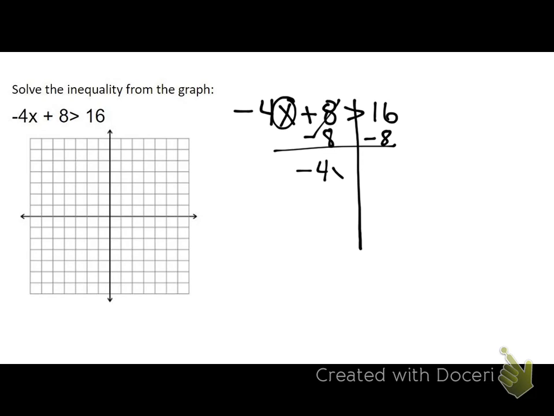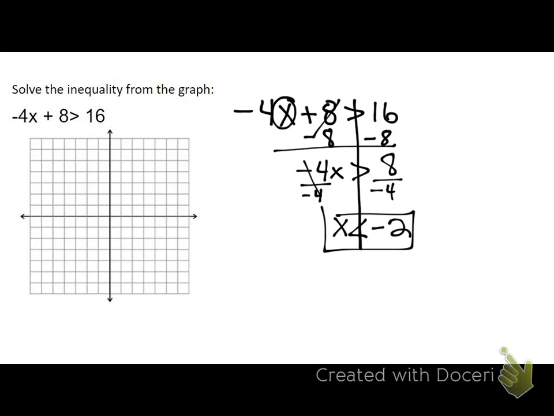Negative 4x is greater than 8. Next step, divide by negative 4. And because I'm dividing by a negative, what happens to my inequality sign? Flip it. Okay, this is the first part of my answer, so I'm going to box that. When you're solving for the inequality from the graph, you're going to box once you solve and determine where you're going to graph that. Okay, where do I go to plot this on my coordinate plane?